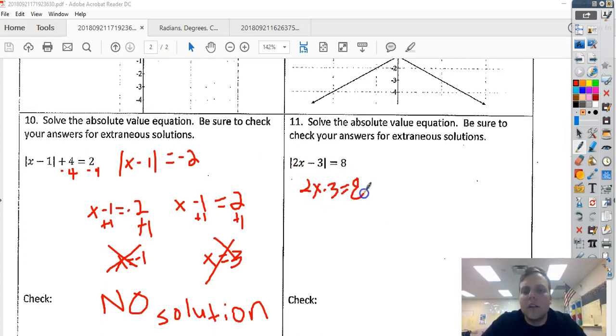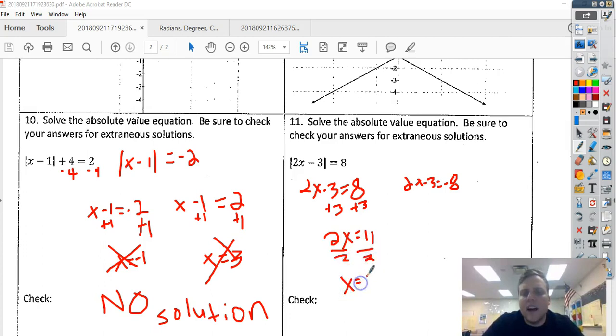So I can say 2x minus 3 is equal to 8, and I can say 2x minus 3 is equal to -8. So now I can solve for x. Add 3, so I get 2x is equal to 11. Then divide both sides by 2, and I get x is equal to 5.5, or 9/2, whichever one you prefer. So 5.5 or 9/2. So now we're going to go solve over here.